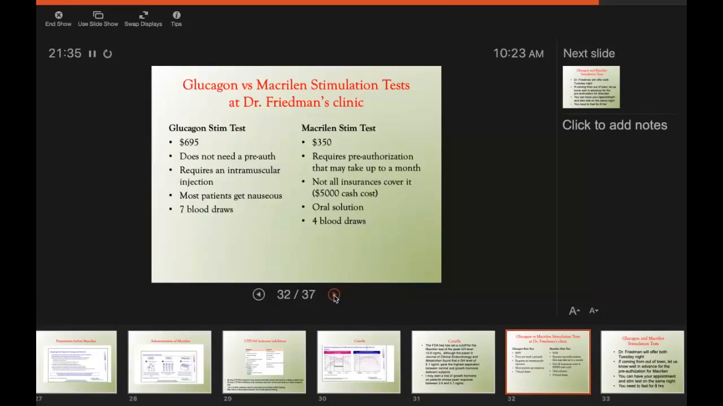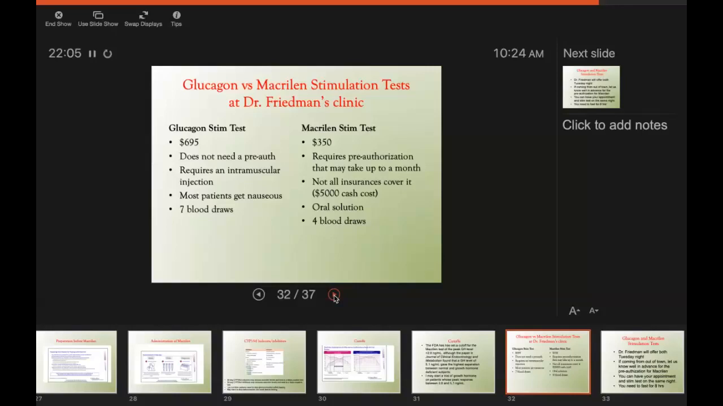The company thought it would be very easy to get this pre-authorization. Part of the problem is the insurance companies aren't familiar with this test. They think it should go under medical or pharmaceutical benefits. So we've had some trouble getting this covered. And if you don't cover it, the company charges you $5,000. The company may give you a discount or they may have a copay. But in general, for the people where the pre-authorization fails, I'm sort of going to push them over here to do the glucagon test.